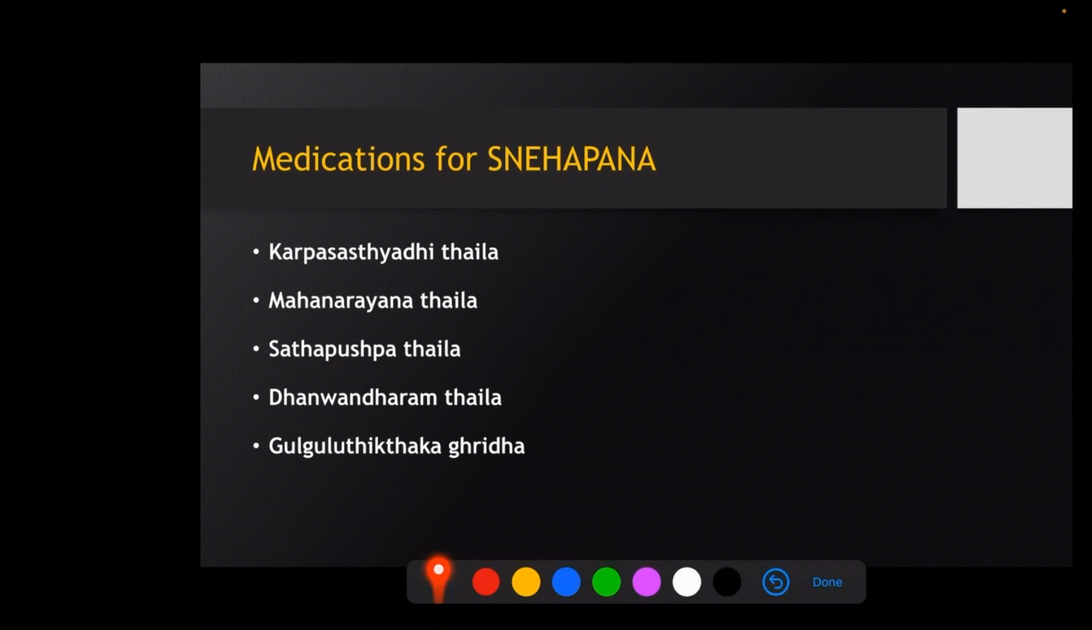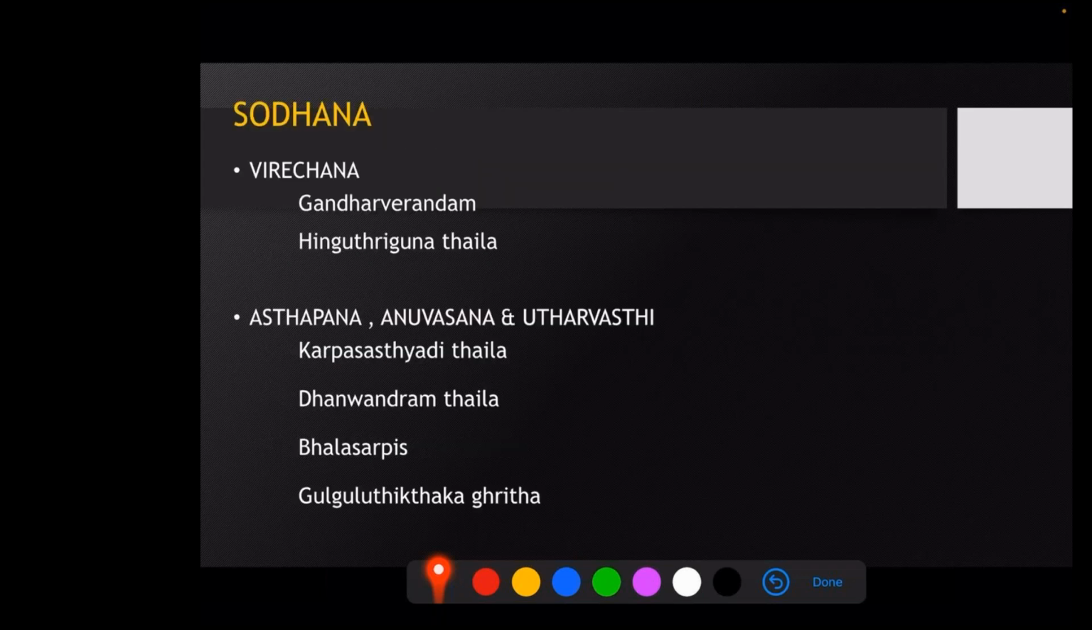Then anti-inflammatory combinations described in Vatashonita. For example, the Gulgulu Tikta Ghrita is highly effective. Again, Mahatikta Ghrita, Varanadi Ghrita. Then medicine for Shodhana, for Virechana: Gandharvahasta Eranda, Hingutrigunа Taila. That is, Vata Shamana Virechana is good for the treatment of endometriosis.